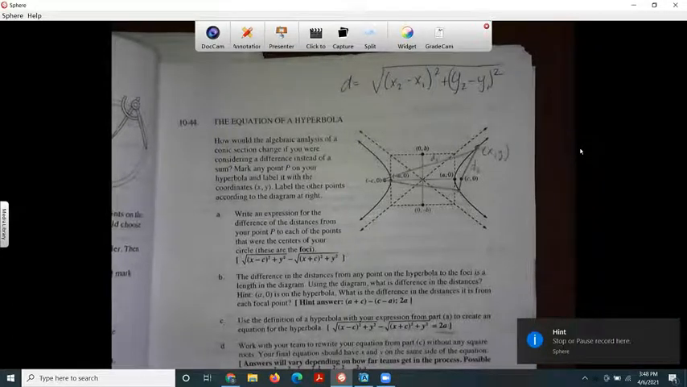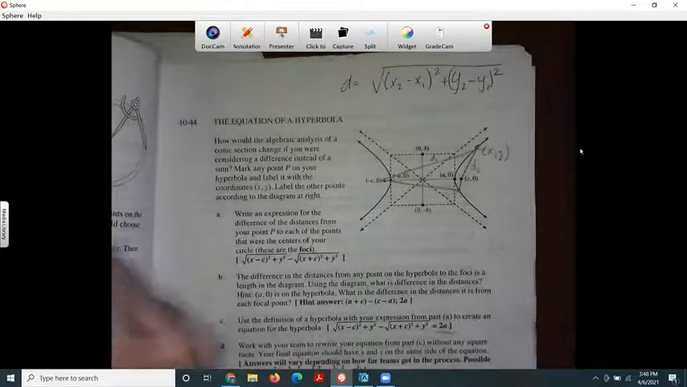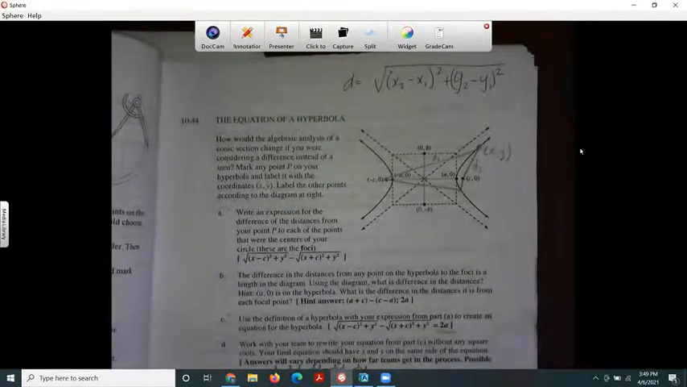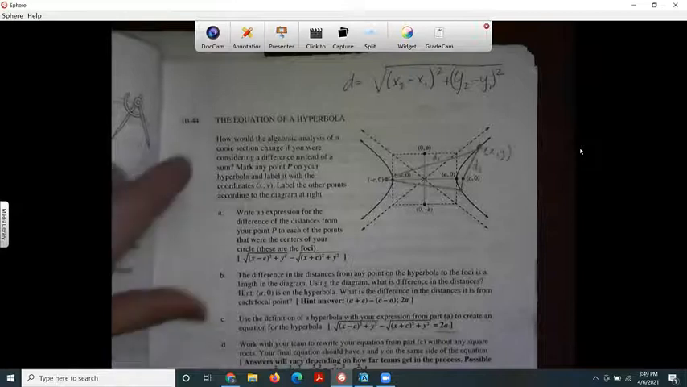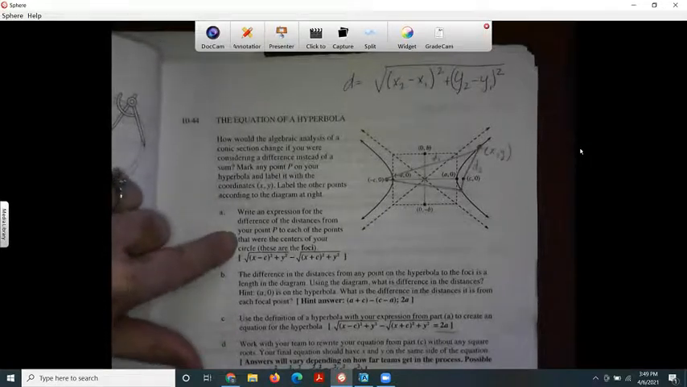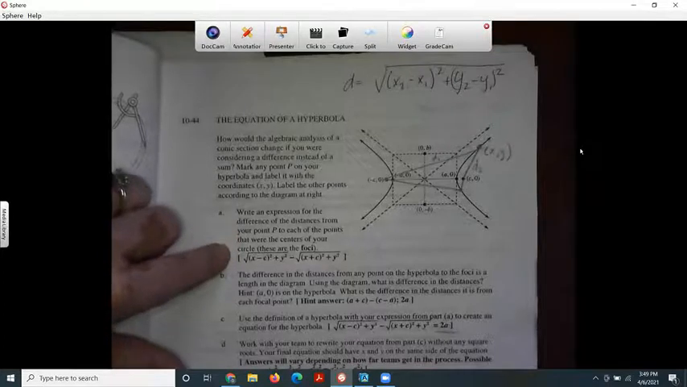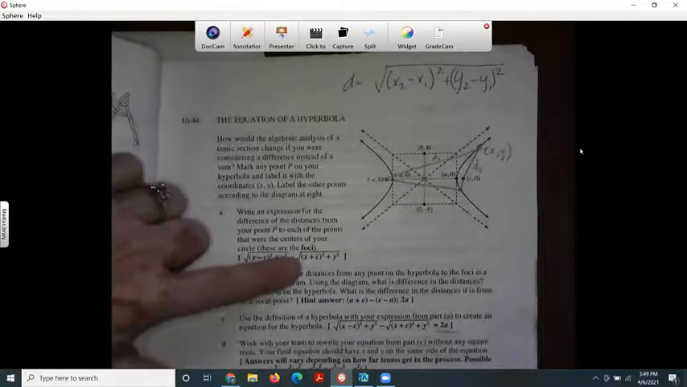Here's pre-calc. It's problem 10-44. It is the derivation of the equation of a hyperbola. So it wants you to write an expression for the difference of the distances from your point P to each of the points that were centers in your circle. These are the foci.